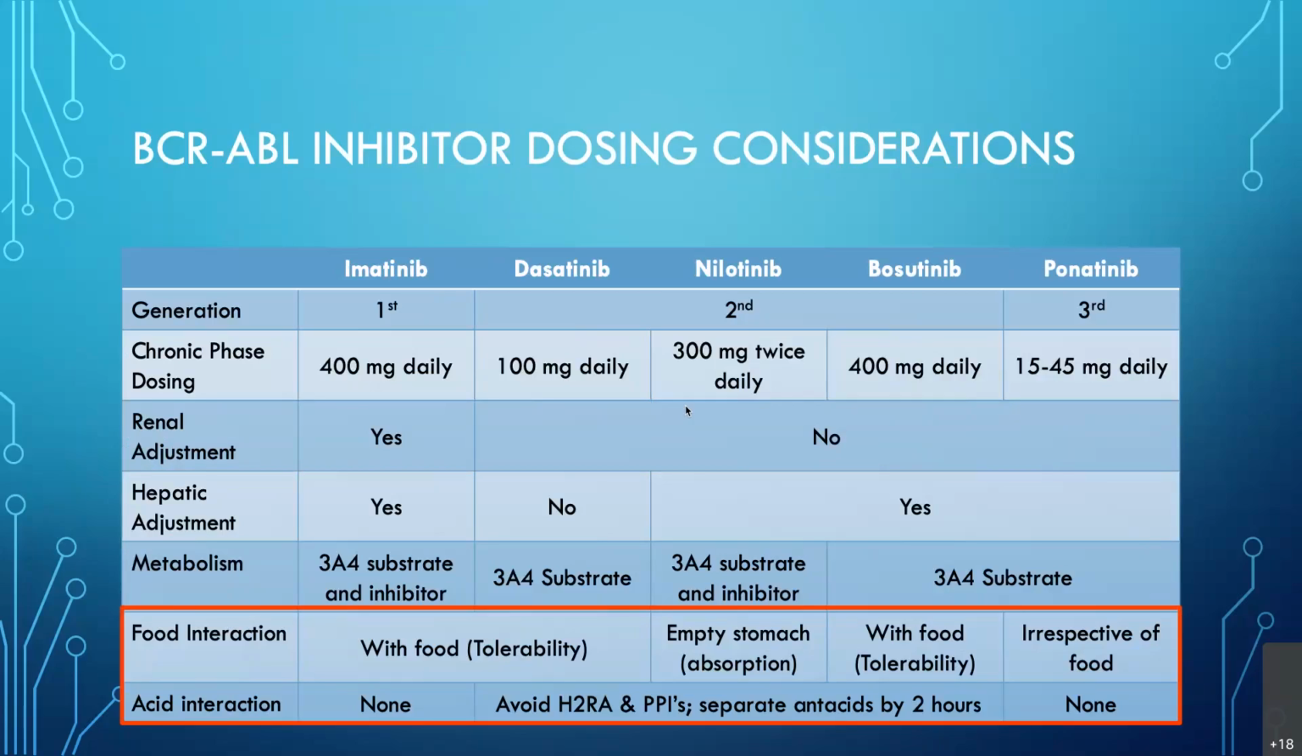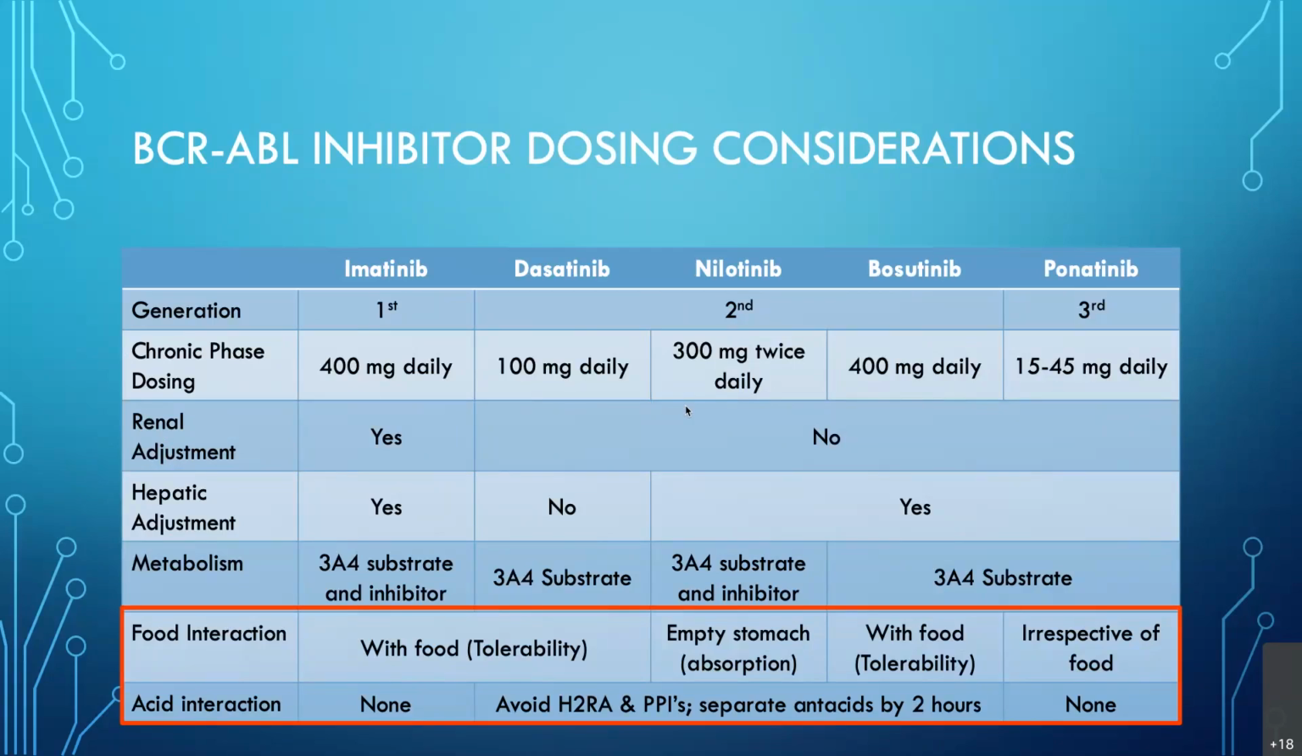Finally, with this class, the food and acid interactions are something we always need to think about. So most agents are with food, with the exception of nilotinib, which is on an empty stomach, and can be challenging for some patients with its twice-a-day dosing regimens. It is something that we want to bring up and discuss with them whenever we're talking about starting the agent. And then the acid interaction can also be quite relevant.